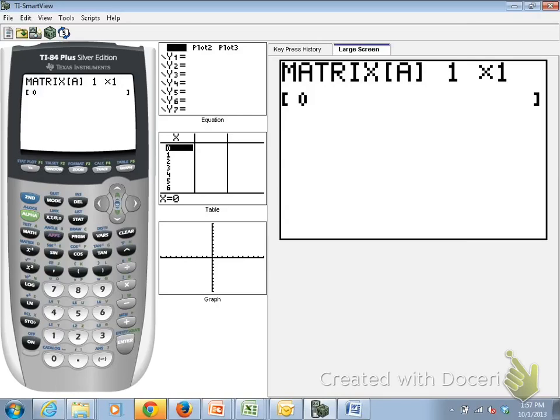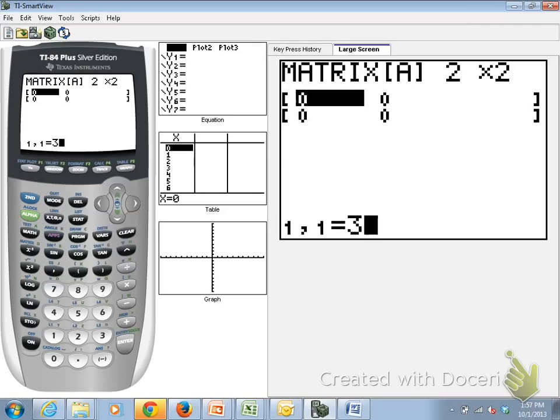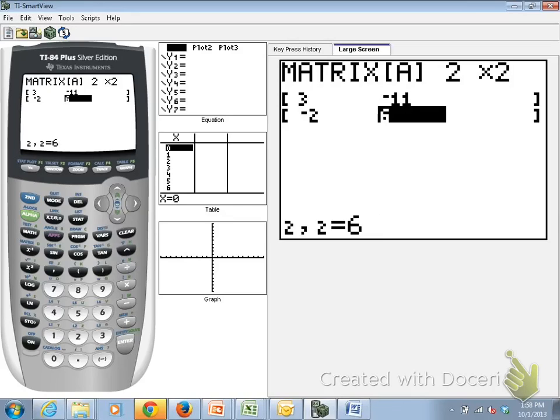Then we're going to put the constant matrix and the coefficient matrix in. So what is the coefficient matrix? 2 by 2. You have to tell it what size. Okay? Then, what do I put in here? Isn't it 3, -11, negative 2 and 6? Yeah. That's what I got. Okay, so that is the coefficient matrix.